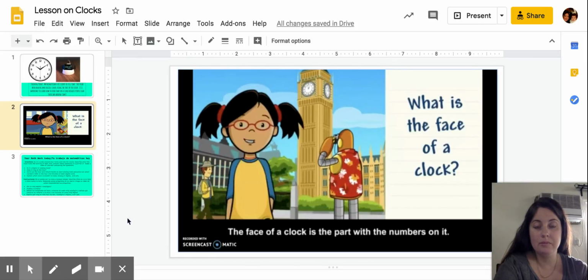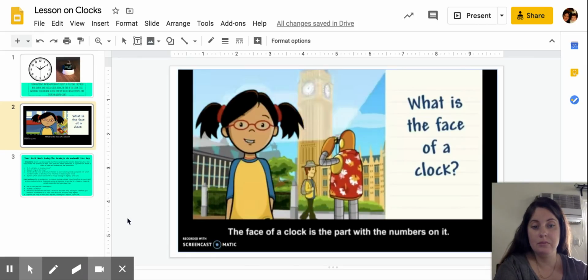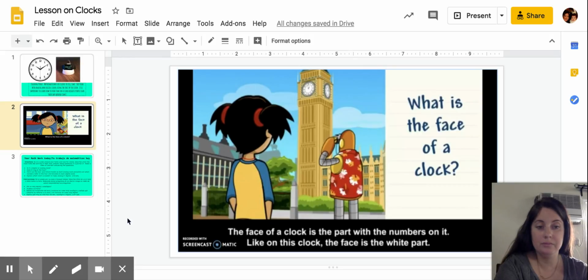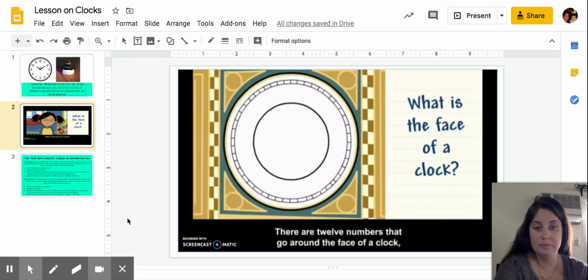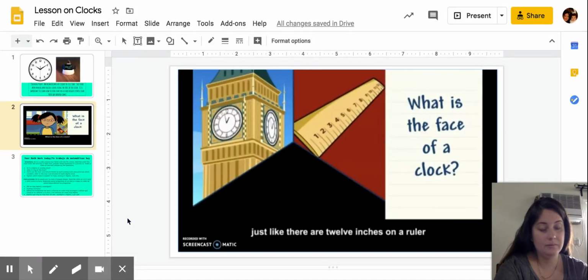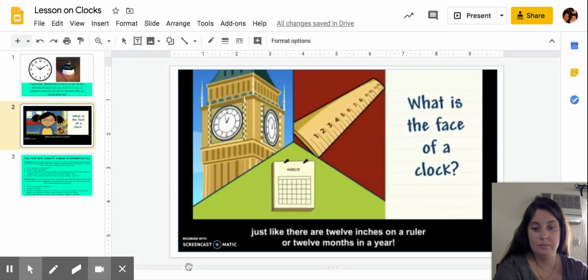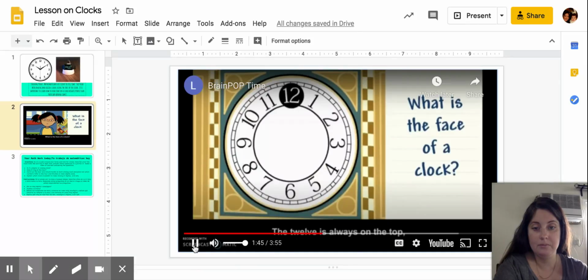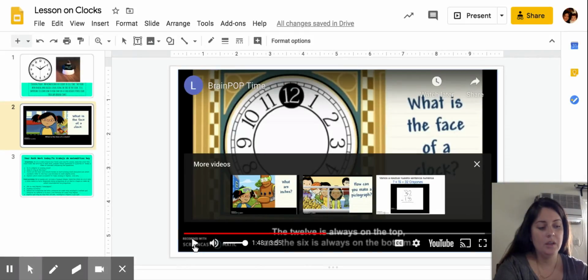The face of a clock is the part with the numbers on it. Like on this clock, the face is the white part. There are 12 numbers that go around the face of a clock. Just like there are 12 inches on a ruler, or 12 months in a year. The 12 is always on the top, and the 6 is always on the bottom. So what is a face of a clock? Again, tell your partner. Good job. Let's continue.